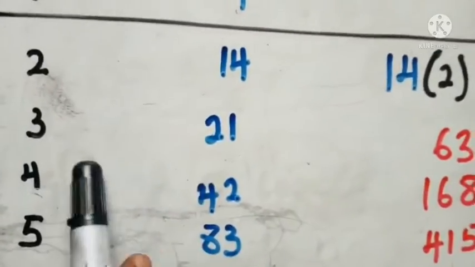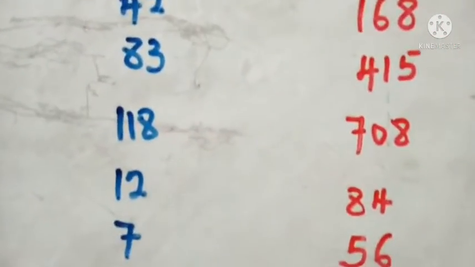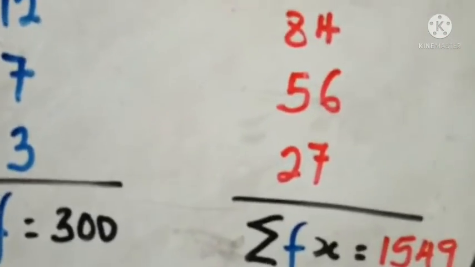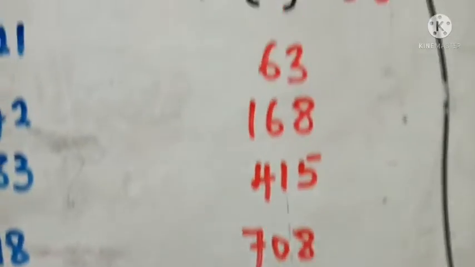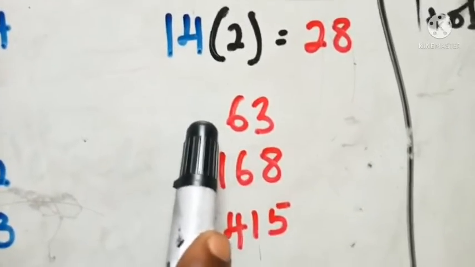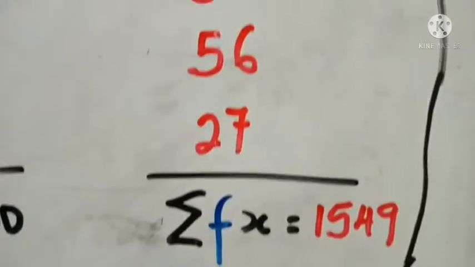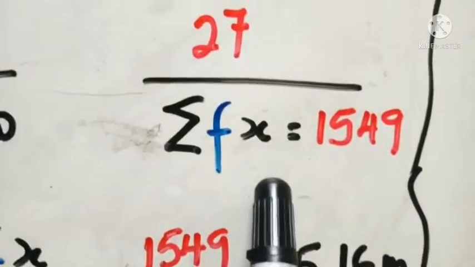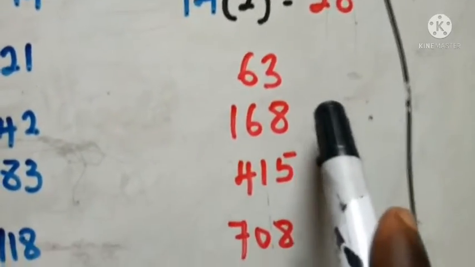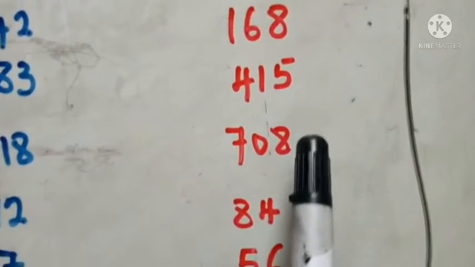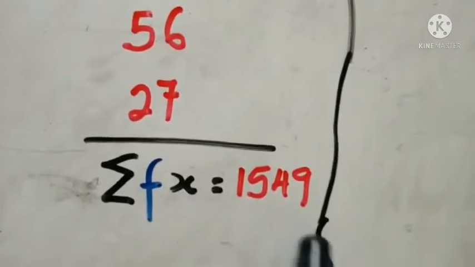The same thing you have to do here. This multiplied by that gives you 63. You have to do it for everything. Then when you are done, you sum, you add them. The function here says you should add all Fx. So when you add 28 plus 63 plus 168 and so on, you arrive at 1549.